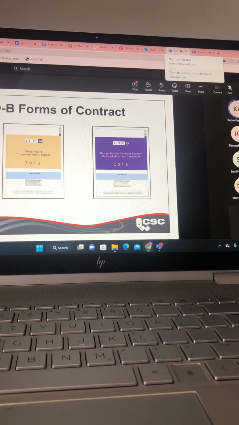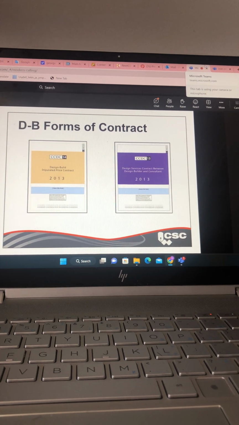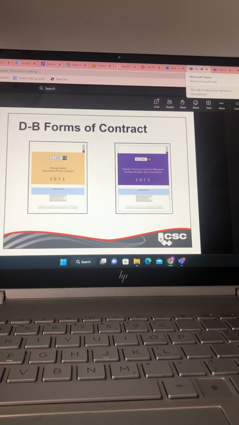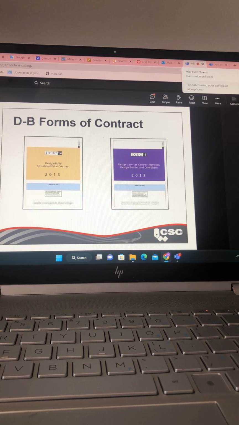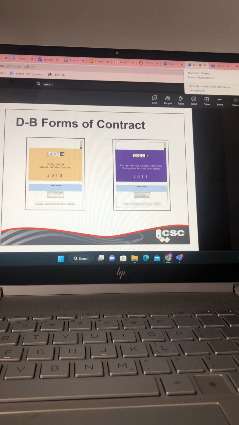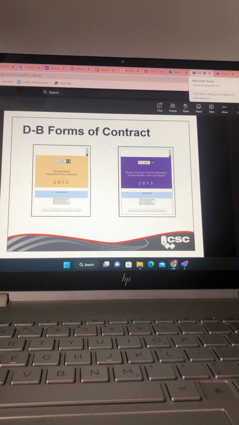As discussed, there are two forms of contract that would get signed for this particular project delivery method. The first being the design-build stipulated price contract between owner and design builder, and then secondly, the design services contract between the builder and the consultant.